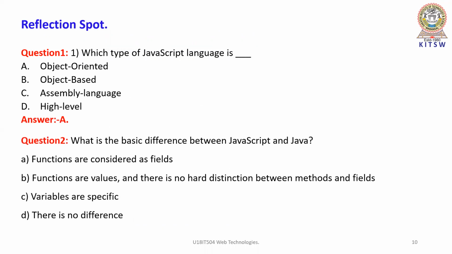What is the basic difference between JavaScript and Java? A. Functions are considered as fields. B. Functions are values, and there is no hard distinction between methods and fields. C. Variables are specific. Last option is there is no difference. Answer is B. Functions are values, and there is no hard distinction between methods and fields.